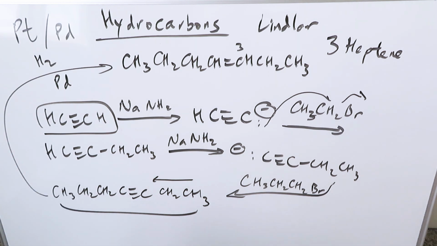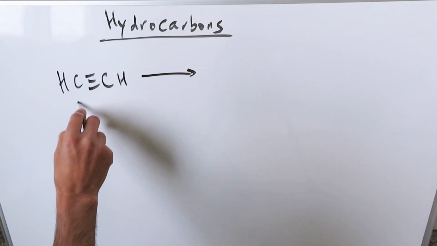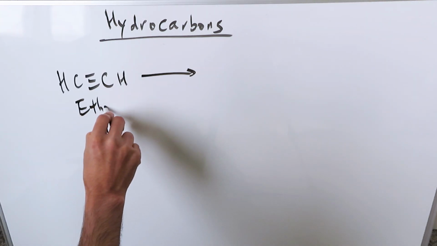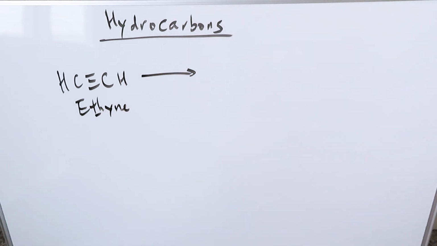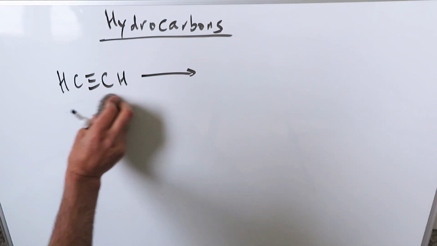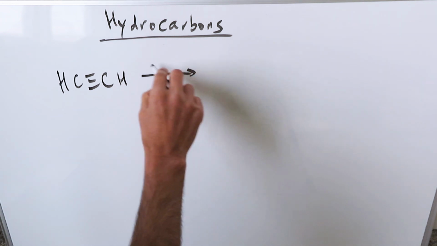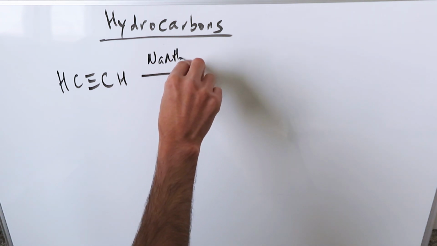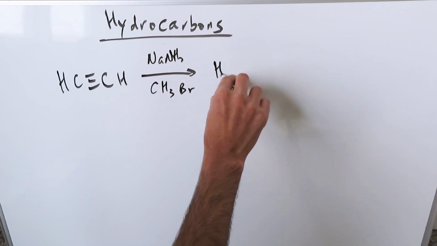Let's close this video out with one last example. We are starting here with acetylene, and it can also be called ethyne, E-T-H-Y-N-E, ethyne. The Y-N-E means triple bond and alkyne functionality is present. That's what we have, ethyne or acetylene. Acetylene is the common name. We will attack this with NaNH2 and we will have CH3Br, methyl bromide, and you know what you will have?